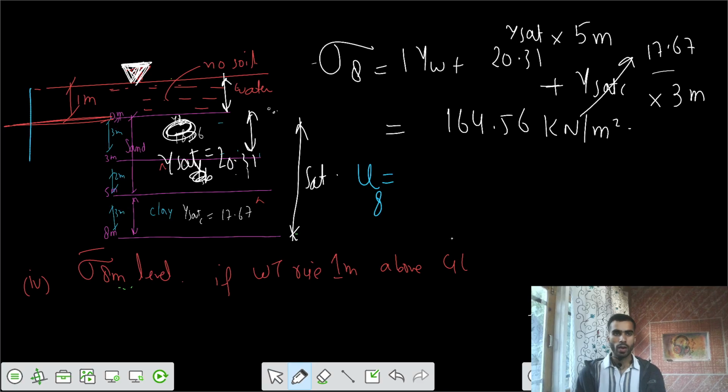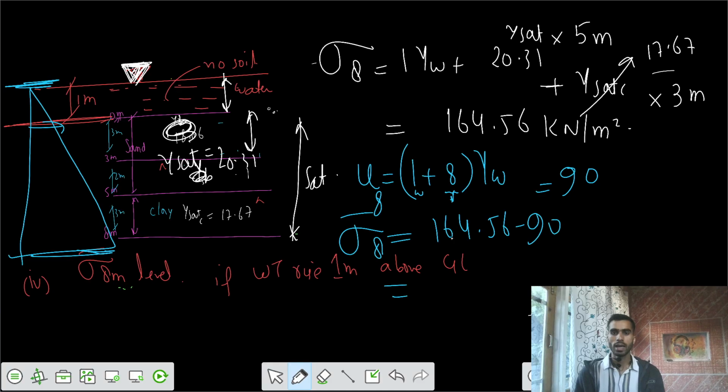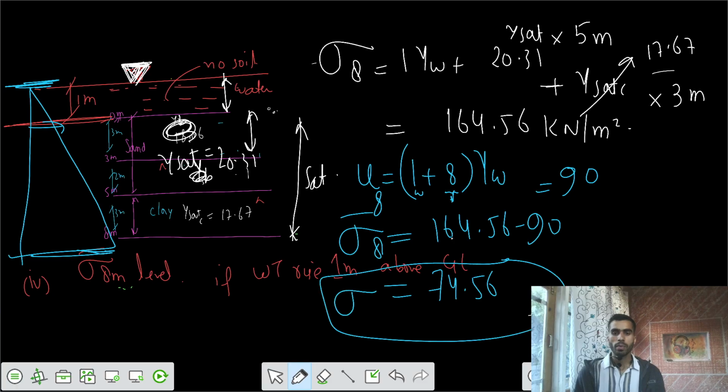Now let's calculate the value of pore water pressure at that 8-meter level. Because we have water at this level, it would be a hydrostatic variation, and at this level we are having 9 gamma W. That's actually 1 plus 8 gamma W. 1 meter because of the water only, and this is saturated soil, so 1 plus 8 gamma W. So that's actually 90. So the difference of the two is 164.56 minus 90. How much is that? 74.56.